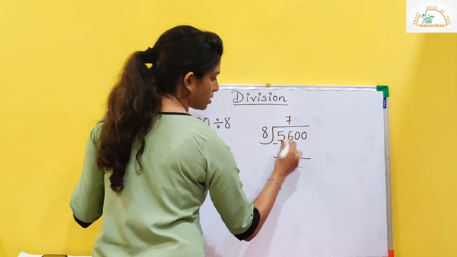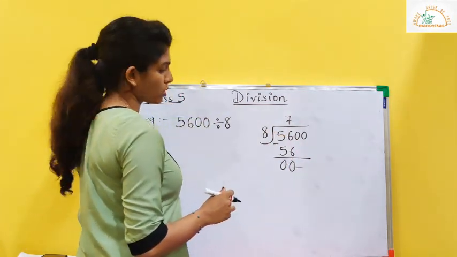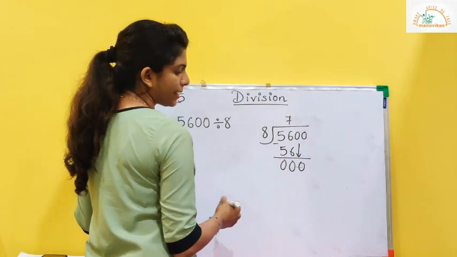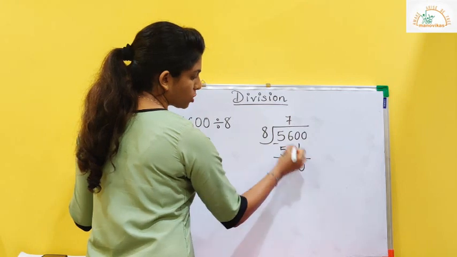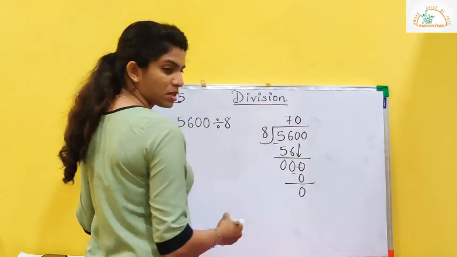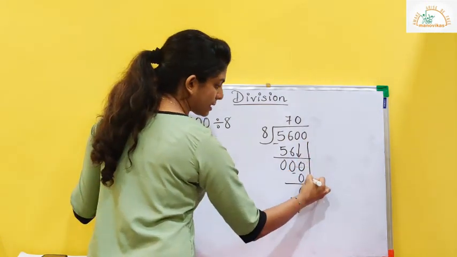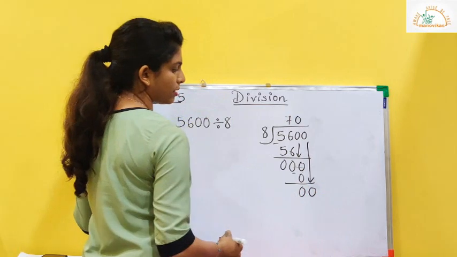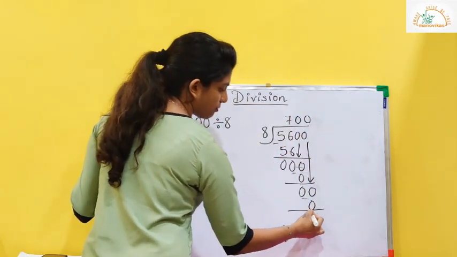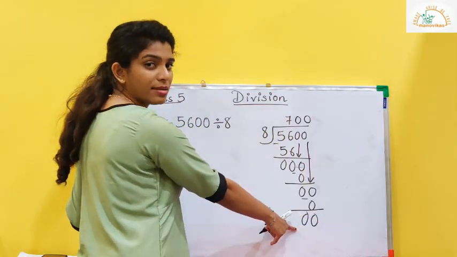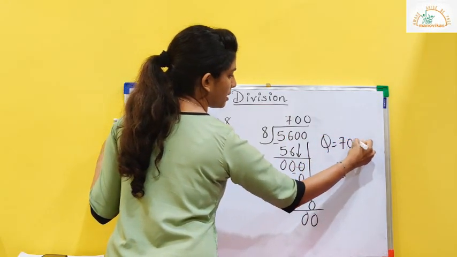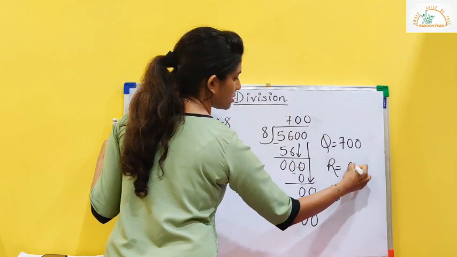I get 0 0. 56 minus 56 is 0 0. Now I bring down this 0. So what did I tell you? Now here it is 0. So that means 8 zeros are 0. This becomes 0 again. I have to bring the next digit down. Again it is a 0. So 8 zeros are 0 and we get the final remainder as 0 here. Now here the quotient is 700 and the remainder is 0.